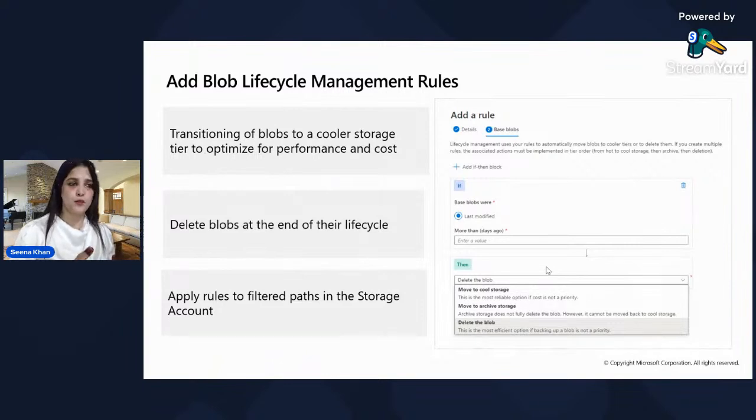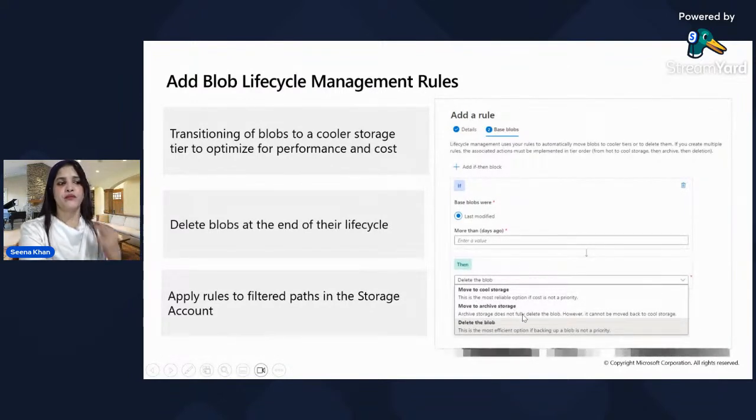Transition blobs to a cooler storage tier to optimize for performance and cost. Delete blobs at the end of their life cycle. Apply rules to filtered paths in the storage account. So here you can provide a rule: if base blobs were last modified more than, as per your company requirements or that particular document's requirements, 1 month, 30 days, or 50 or 60 days, you can provide that. And then delete the blob. Either you can delete it or move it to cool storage.